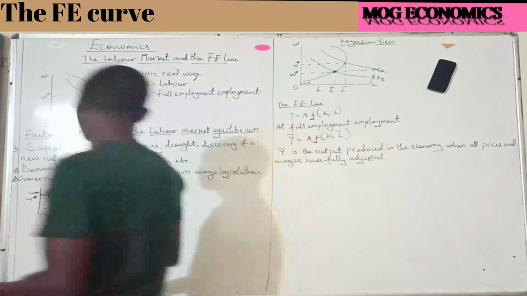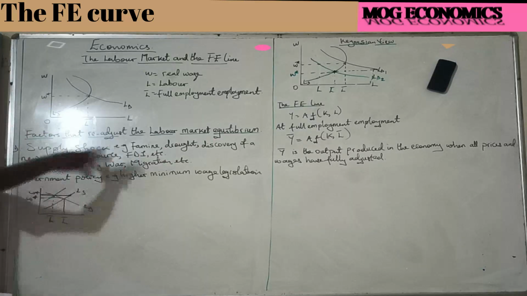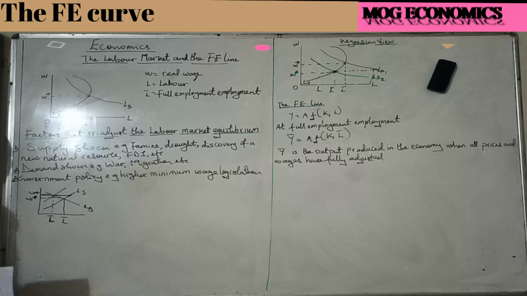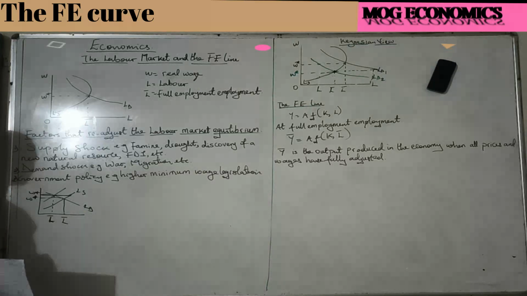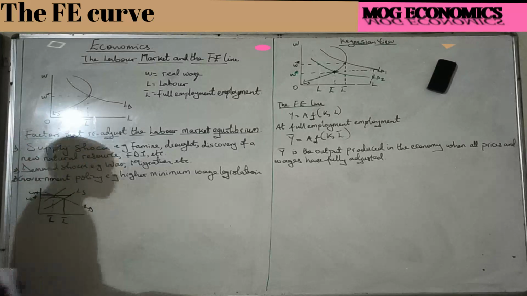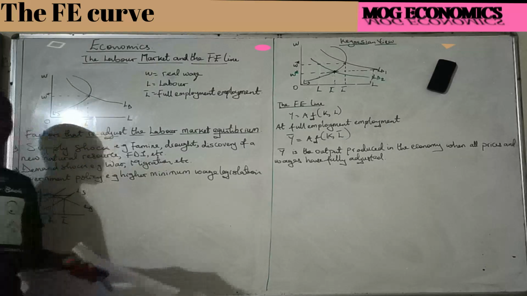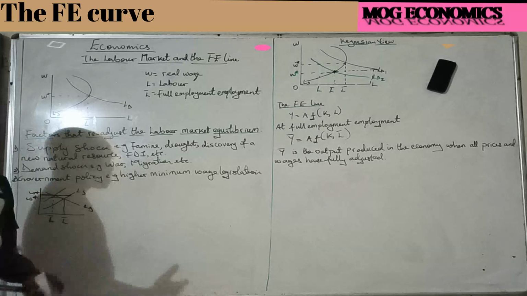So here under supply shock, we have famine, drought, and discovery of new natural resources. Now let's talk about farming, for example. Let's say something happens, and the agricultural sector of the economy is not able to produce as much as it used to produce. That means in the agricultural sector, output has reduced.